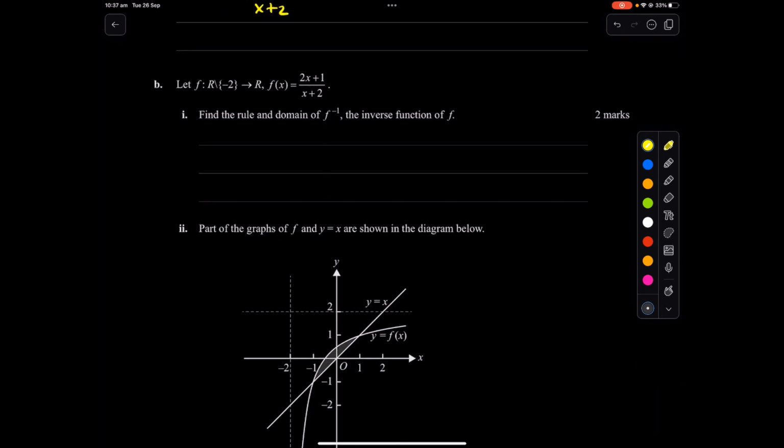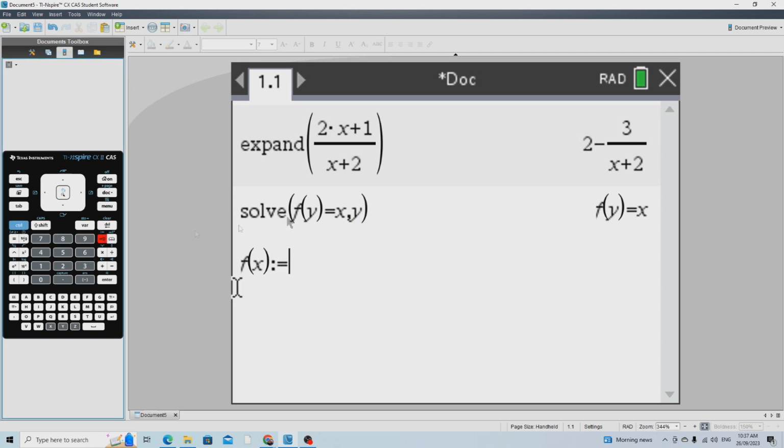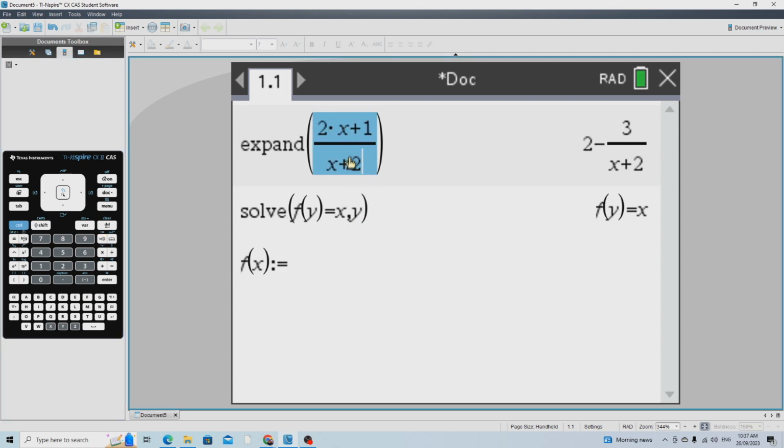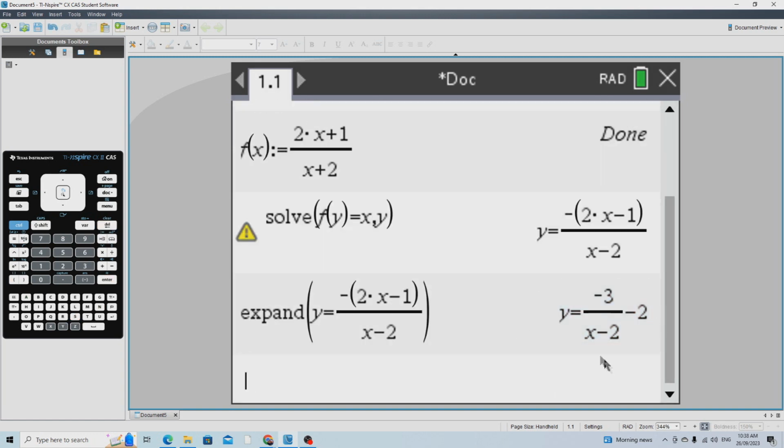So let f of x be this. Find the rule and the domain of the inverse. That's easy. Because it's 2 marks, it just wants the domain and the rule. So I'm just going to go on solve f of y, comma x, comma y. Oh, I didn't define f of x actually. Let's just define f of x as this. Let me just go and expand, actually. So this is our actual inverse.